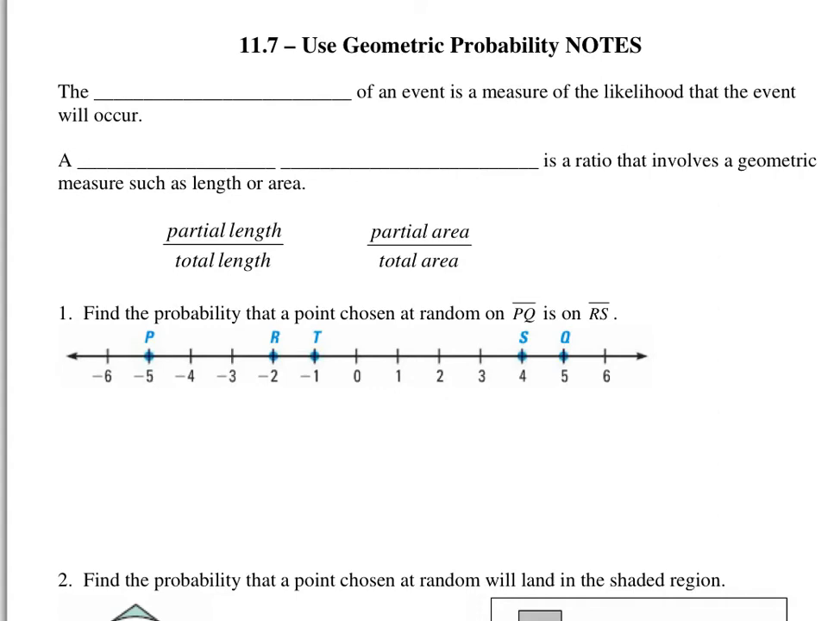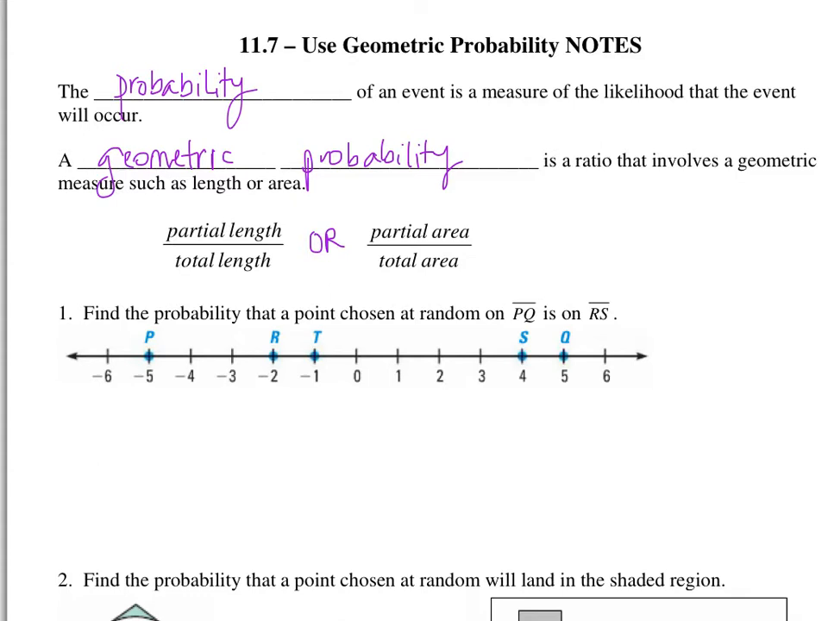In this last video for the chapter, we're going to talk about geometric probability. The probability of an event is the measure of the likelihood that the event will occur. So that just means what probability is. When we find geometric probability, we will set up a ratio that involves a geometric measure such as length or area. I wrote out what you're going to be using.